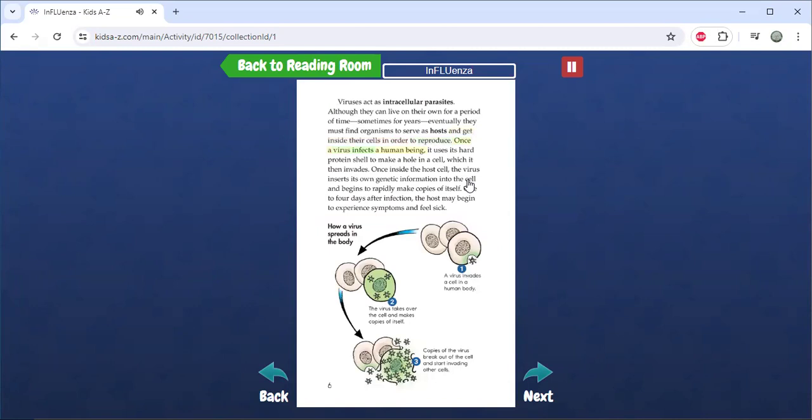Once a virus infects a human being, it uses its hard protein shell to make a hole in a cell, which it then invades. Once inside the host cell, the virus inserts its own genetic information into the cell and begins to rapidly make copies of itself. 1 to 4 days after infection, the host may begin to experience symptoms and feel sick.